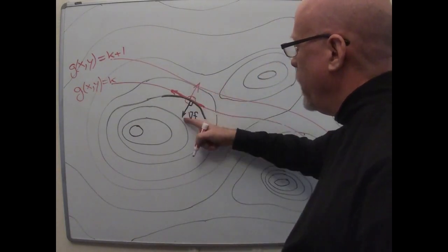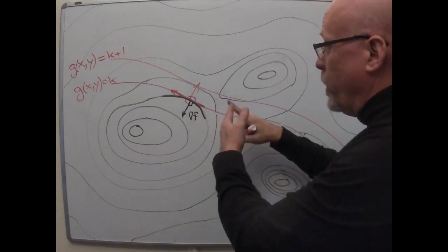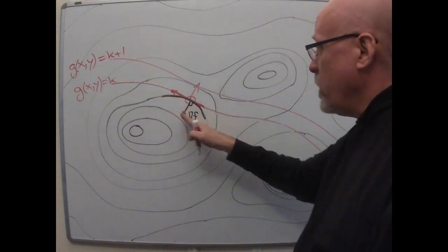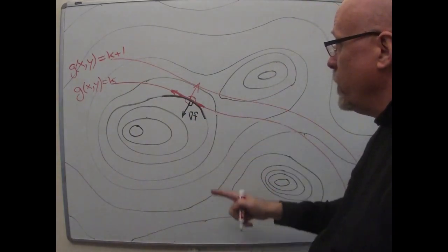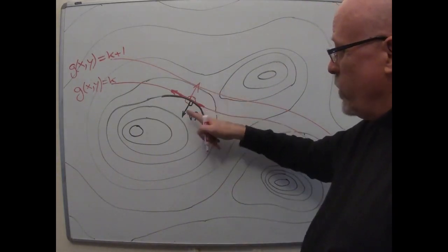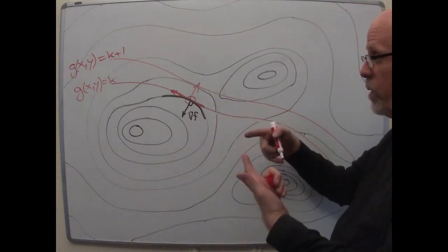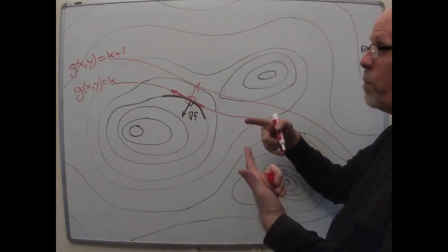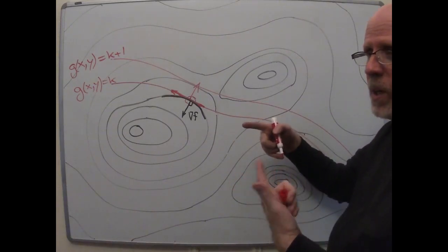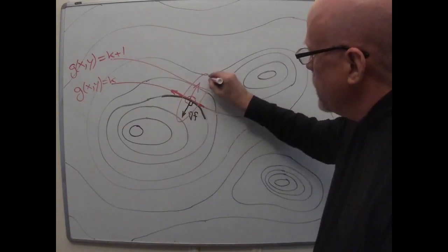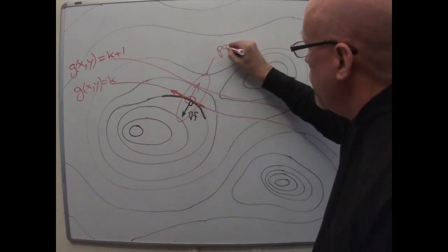And what do you notice about grad f and grad g? In this case, they point in opposite directions. If the k plus 1 level had been on this side of it, they'd be pointing in the same direction. The real issue is whether they're pointing in the same direction or not is just a question of whether they're multiples of one another, but is that multiplier negative or positive? The main deal is that they are parallel.